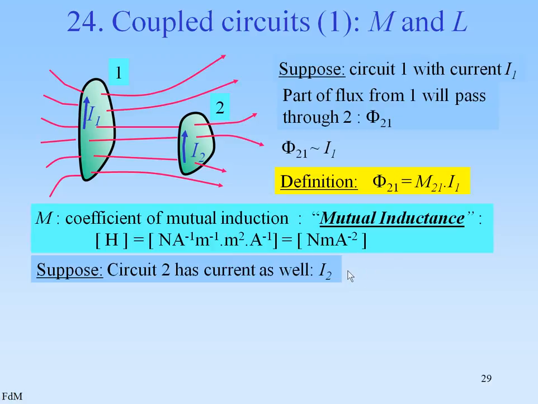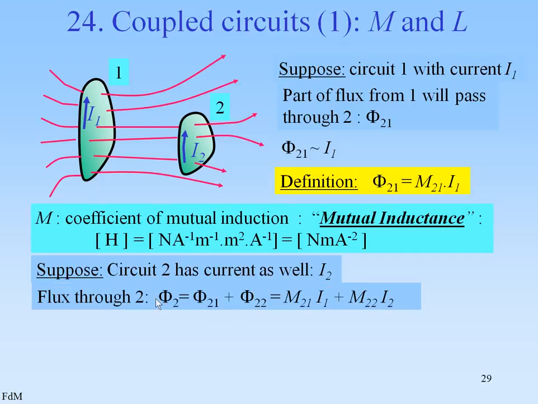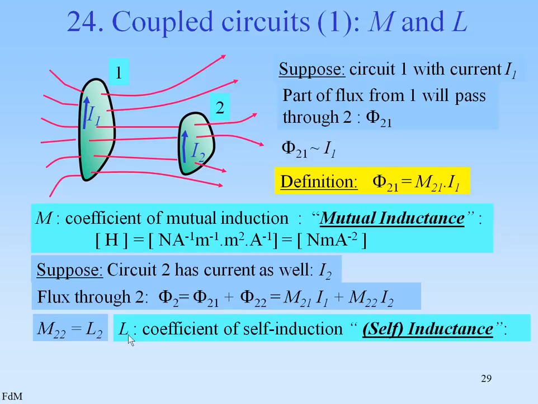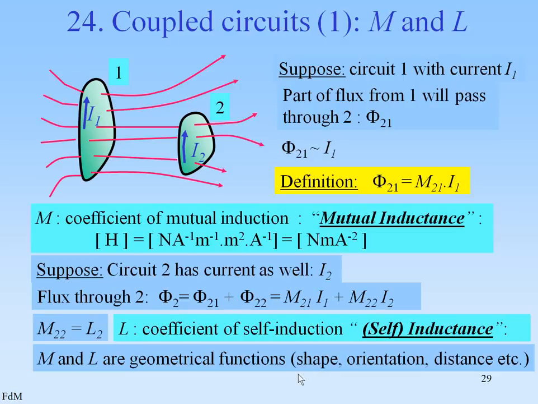And suppose circuit 2 has a current as well, current I2. Then the flux through 2, Φ2, is composed of the flux caused by 1 and the flux caused by 2 itself. And here we have the mutual inductances, M2 by 1 and M2 by 2. M2 by 2 is called L2, by definition the coefficient of self-induction, or the self-inductance, L. And M and L are geometrical functions. They are functions of the shape, the orientation, the distance of the circuits, and so on.